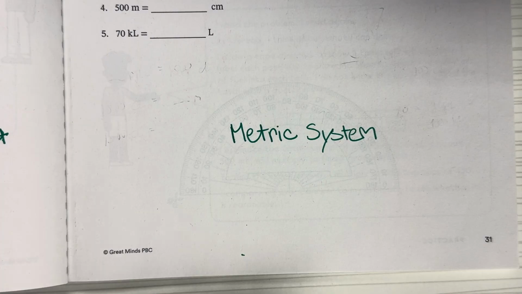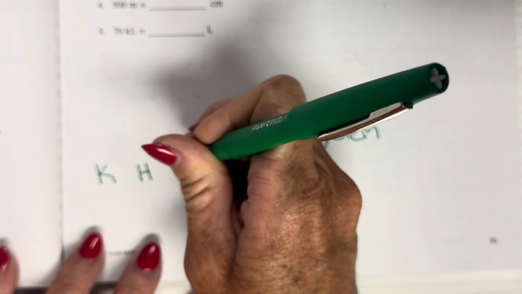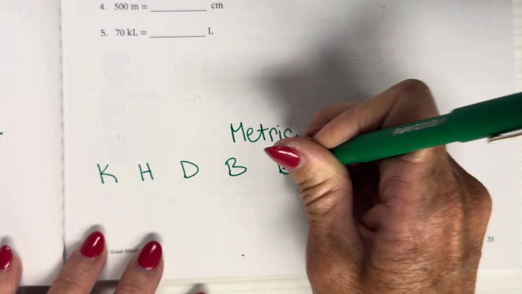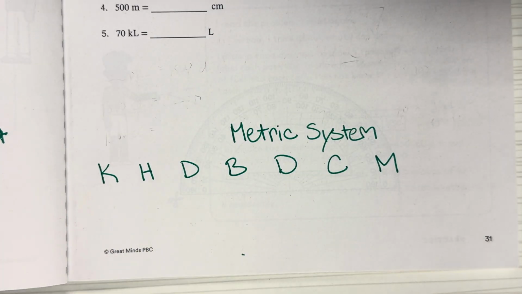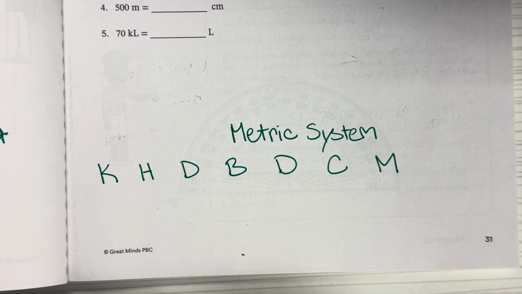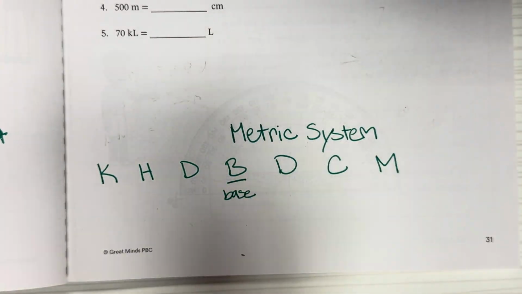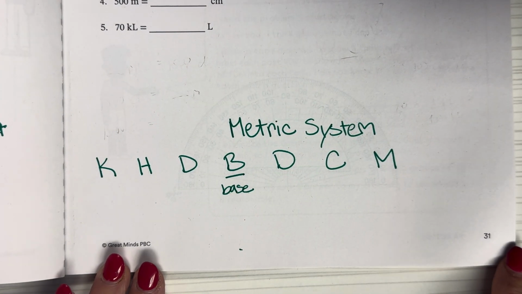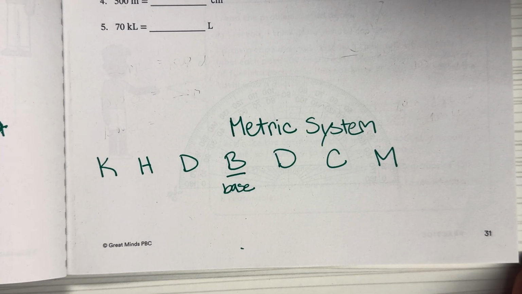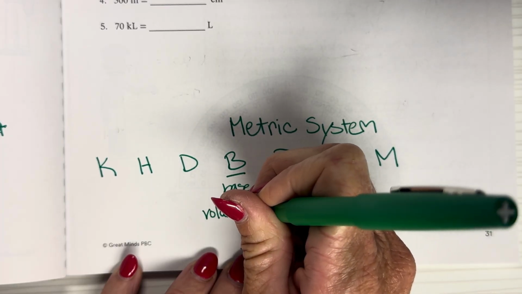So I have a little sentence that I use to help me remember the metric system. It is King Henry died by drinking chocolate milk. And what this represents is B is your base measurement. So in the metric system, there's really only 3 measurements. For liquid volume, we had gallons, quarts, cups, pints, ounces. They have, for liquid volume, what they call liters.